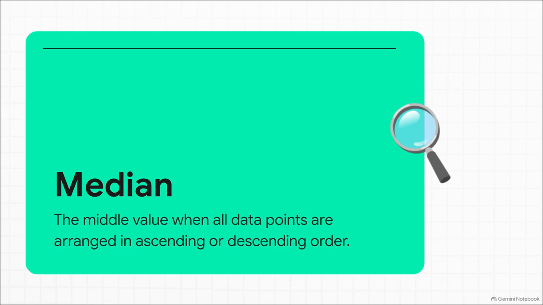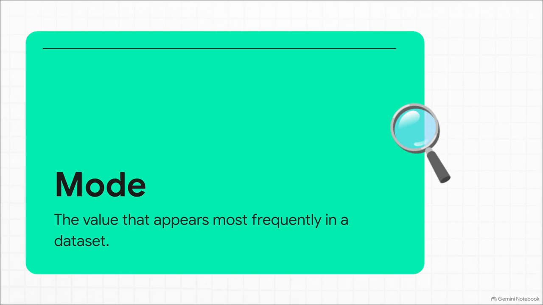Next, we have the median. This one is brilliantly simple. The median is the exact middle value when you arrange all your data points in order. If you literally lined everyone up by age and picked the person standing in the exact middle, boom, that's your median. Because it relies entirely on position rather than arithmetic, it's completely immune to those weird extreme values at the ends of your data. And finally, the mode.